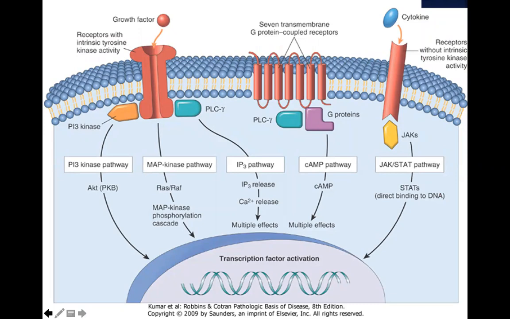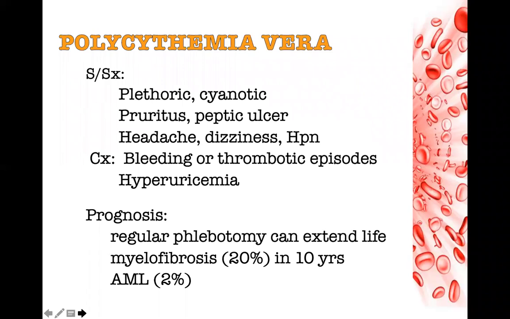So this is just to show you what happens here. You have the growth factor, which could increase all the possible pathways, and then transcription factor activation, which could lead to increased stimulation of the myeloid series, or could also be a result of the cytokines. So patients may appear to be plethoric, yung mapulang-mapula. They may also appear cyanotic because the blood is very, very thick.